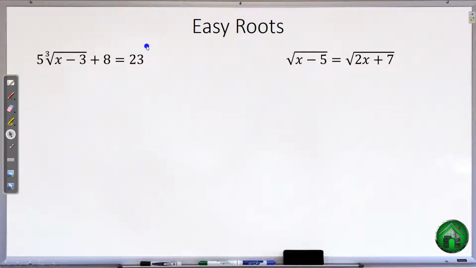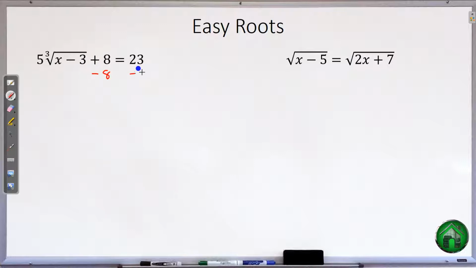So here are two easy equations that have roots in them. As you can see, we're going to do cube roots and square roots. You could do any kind of root. The process is basically the same. So the first main strategy is to get rid of the things on the outside of the square roots first. Alright, so we have a 5 outside the root and an 8 outside the root. We're going to deal with those first, and we get rid of addition and subtraction first.